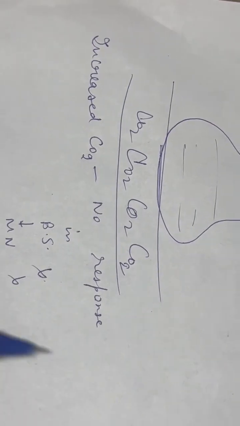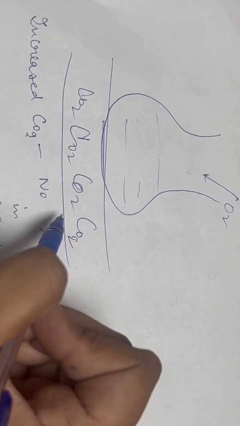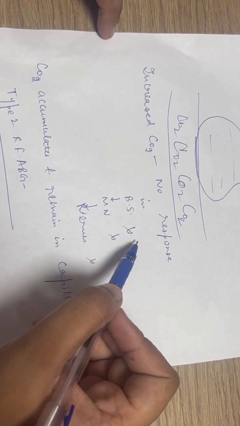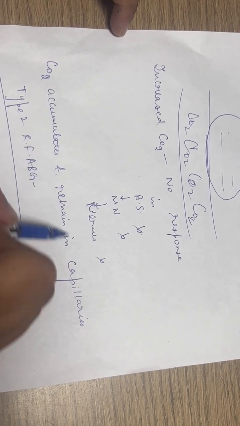तो होता क्या है माय डियर फ्रेंड्स कि कार्बन डाइऑक्साइड बहुत ज़्यादा फिल हो जाती है इन द ब्लड वेसल, बट दिस टाइम देयर नो रिस्पॉन्स इन द ब्रेन स्टेम, योर मोटर न्यूरॉन एंड द फर्दर फ्रेनिक नर्व्स. Carbon dioxide accumulates and remains in the capillaries.